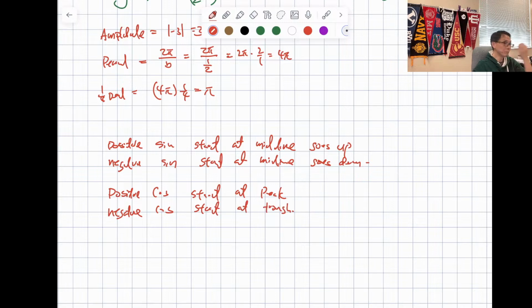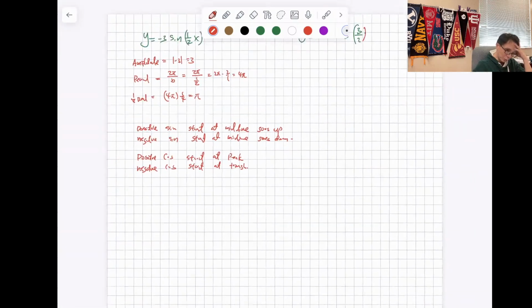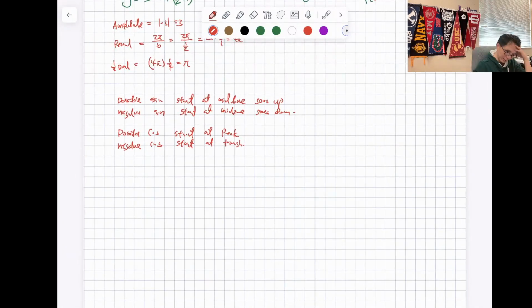So basically, if you know this, you should know how to graph sine and cosine. You should know where to start. So I'm going to start at 0, 0. And each one is going to be a quarter period. So this is going to be pi, 2 pi, 3 pi, 4 pi. It's the same scale. Is that okay?